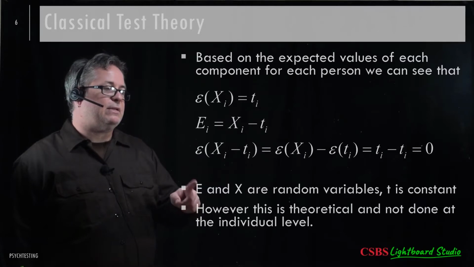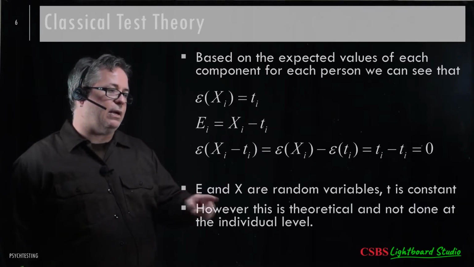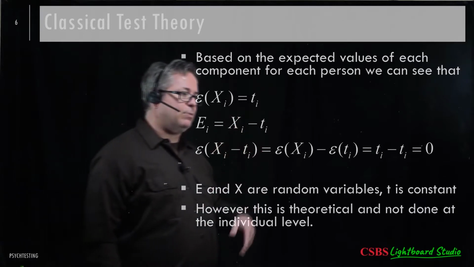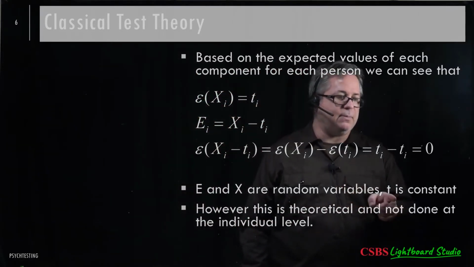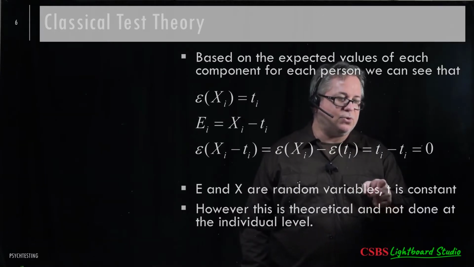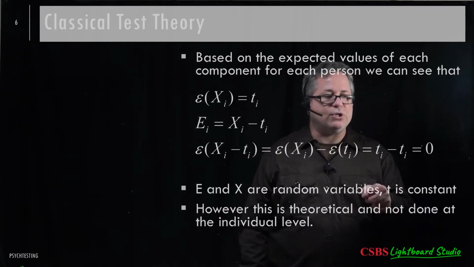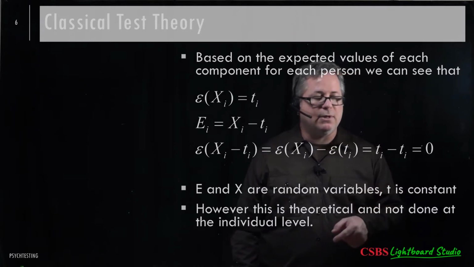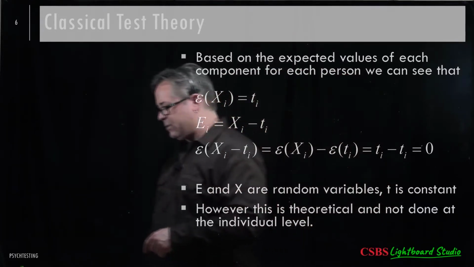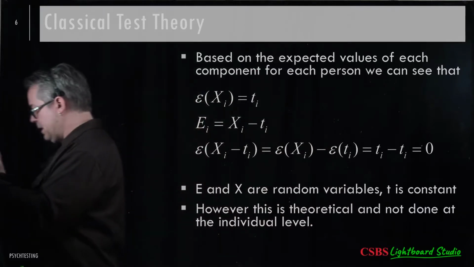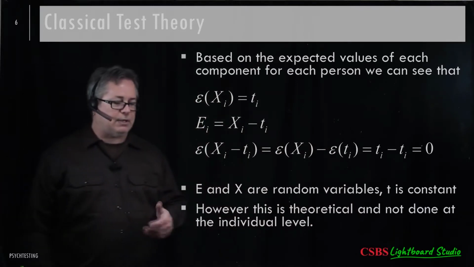So in this sense, E, the error, and X are random. They're randomly varying things across people. T is a constant, at least for each person. Each time a person is measured, their true score should remain the same. It should be unchanging. So it's more of a trait level thing, where X and E are both going to vary randomly around the true score based on that measurement error.